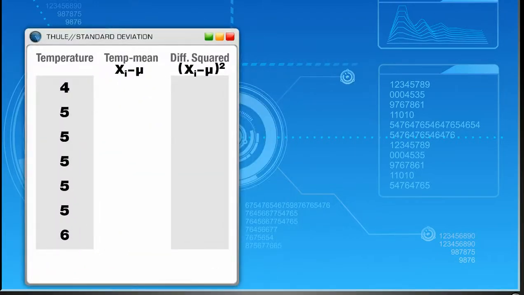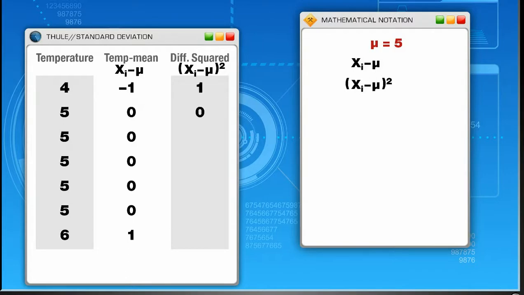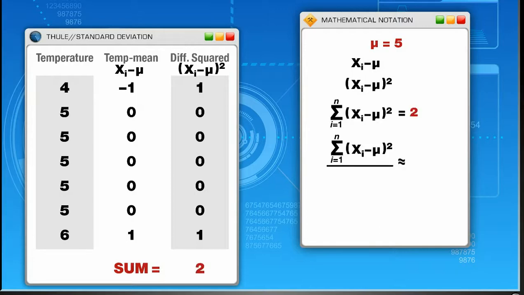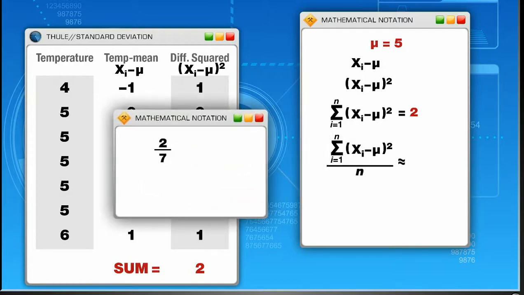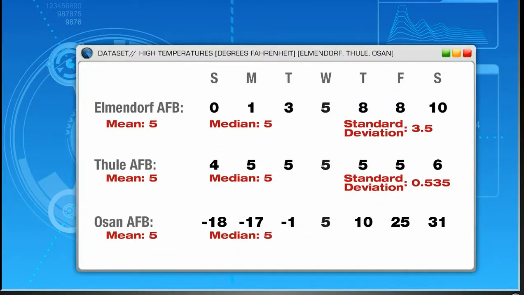Now it's time to compute the standard deviation. First, compute the mean, 5. Next, find each value's difference from the mean. Next, square the differences. Then, find the sum of the squared differences. This is 2. Now, divide by the number of pieces of data, n. This is 2/7, or approximately 0.286. Finally, take the square root of the result. This is approximately 0.535. Just as we suspected, the standard deviation for Thule is quite a bit smaller than the one for Elmendorf.